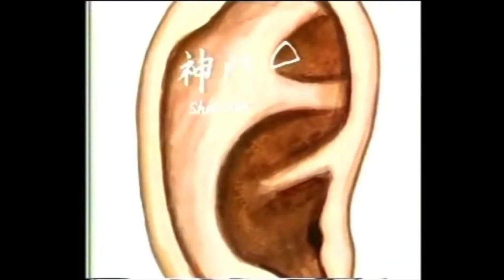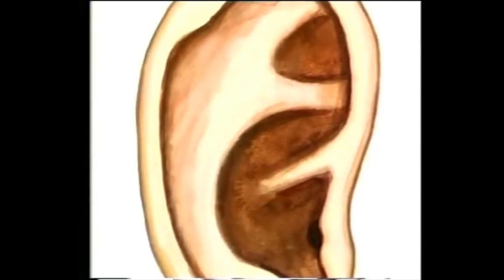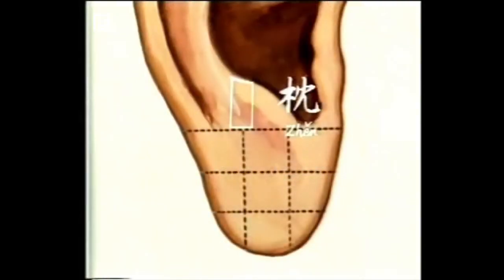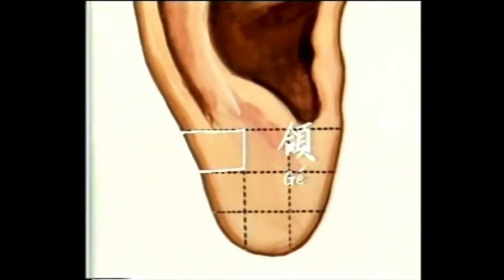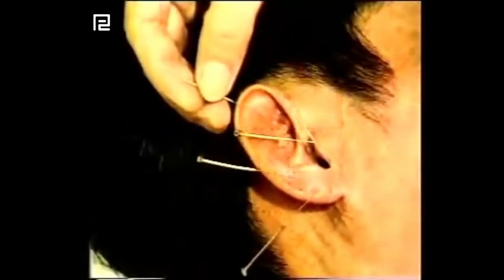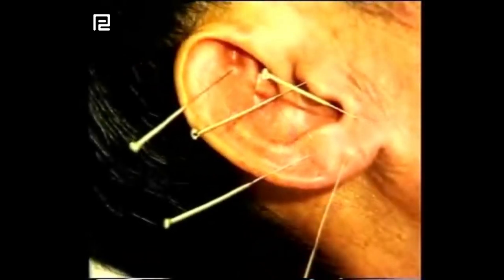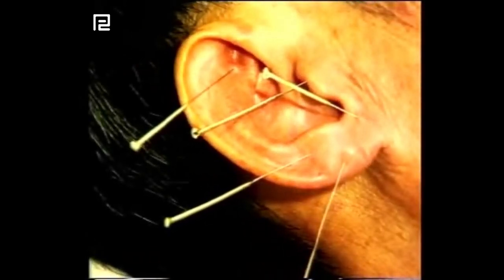Auricular acupuncture. Puncture ear shen men, apex of the ear, occiput, jaw, and tooth with strong stimulation. Retain needles for 1 to 2 hours. Apply seeds after puncturing. Press the seeds repeatedly.